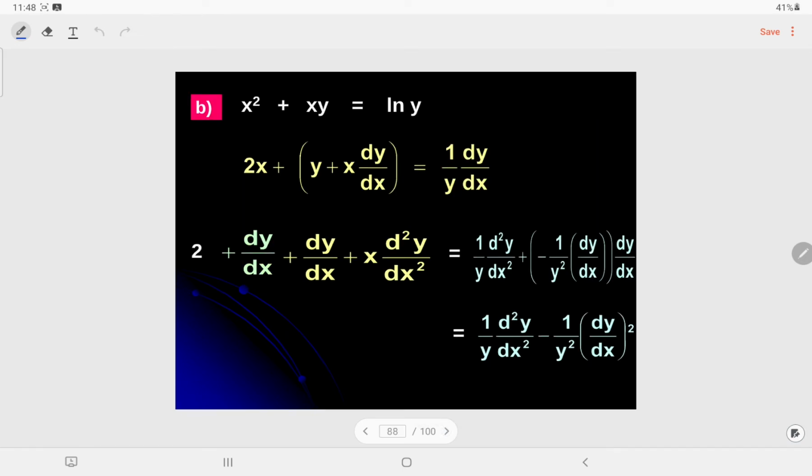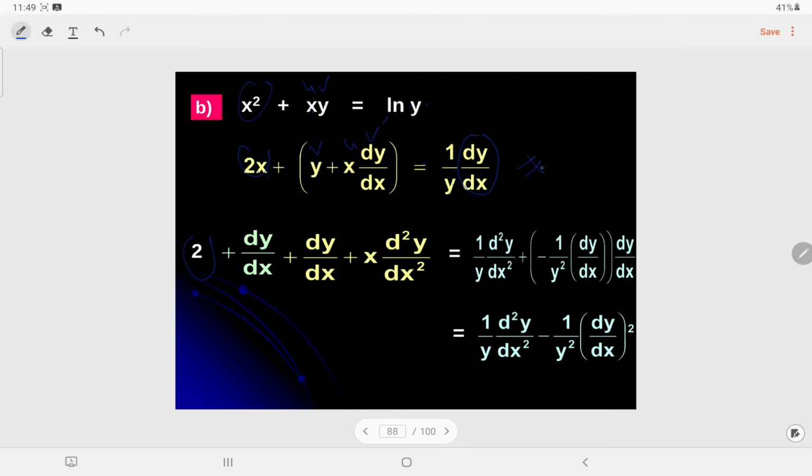Next example, x square plus xy plus ln y. Differentiate x square to 2x. This is u, this is v. So uv prime plus vu prime, u prime is x, so differentiate x equal to 1. Equal to ln y, differentiate ln y equal to 1 over y, dy over dx. Differentiate 2x equal to 2. Differentiate y, the derivative dy over dx.